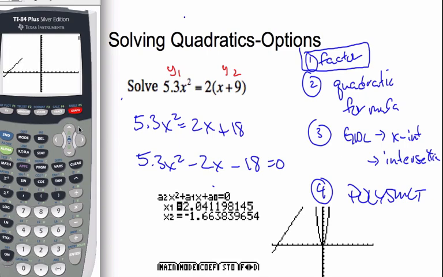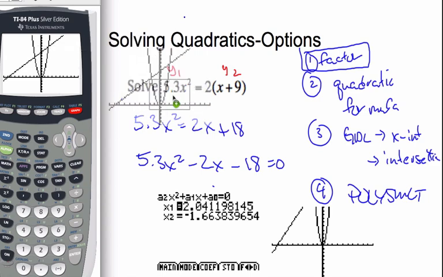Graph that. No, I can only see one of them. We need to go a little bit higher. So let's go to 30 then. Make sure. There we go. We can see them nice and clearly.